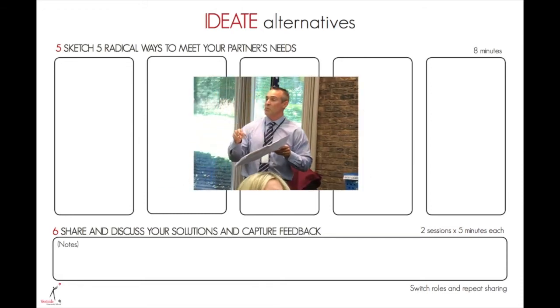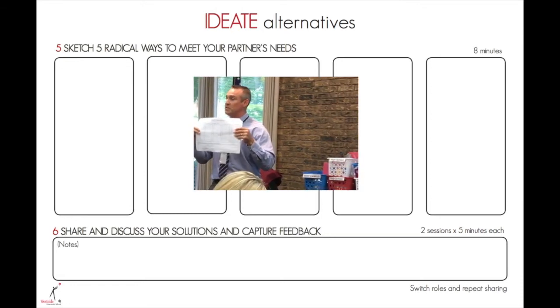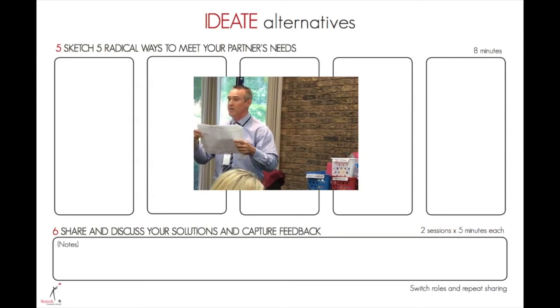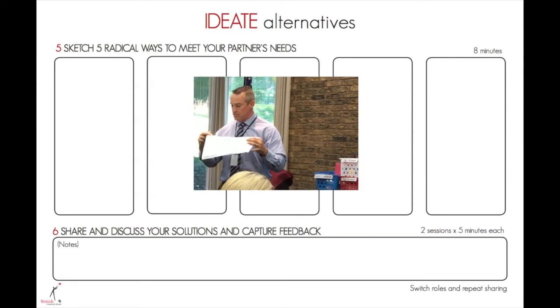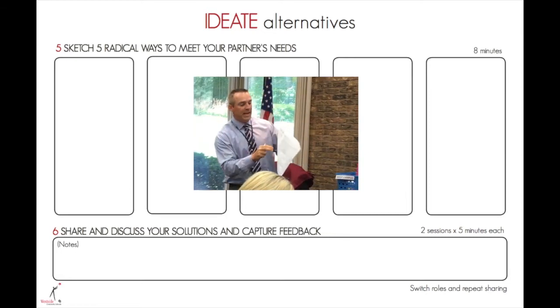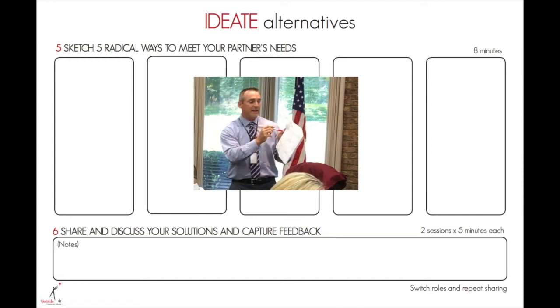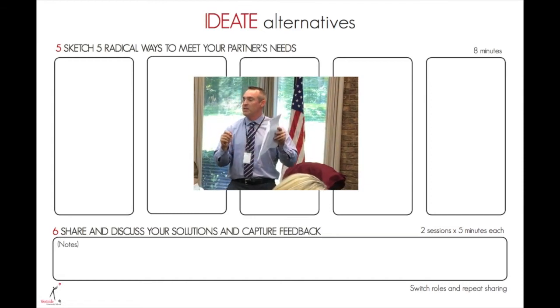So now that you're clear on what the problem is that you want to solve, what our folks at the D School in Stanford would tell you to do. And it says 8 minutes. We'll stick with 8 if everybody's done. Maybe we'll make that time less. But what they ask you to do in 8 minutes is to sketch 5 radical ways to meet your partner's needs. And they do say to sketch and not write them.